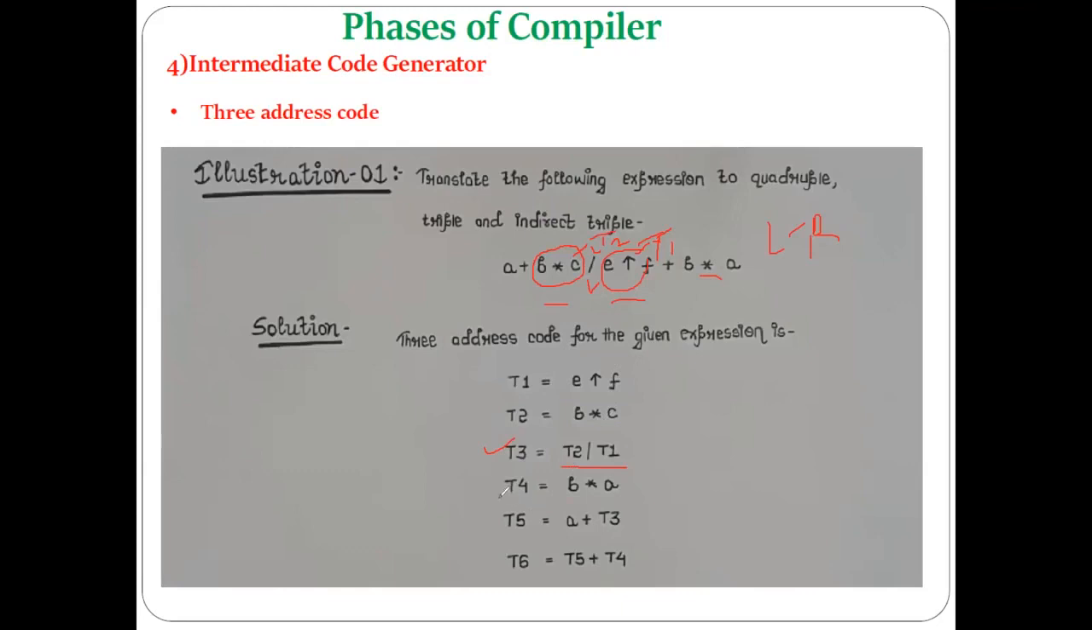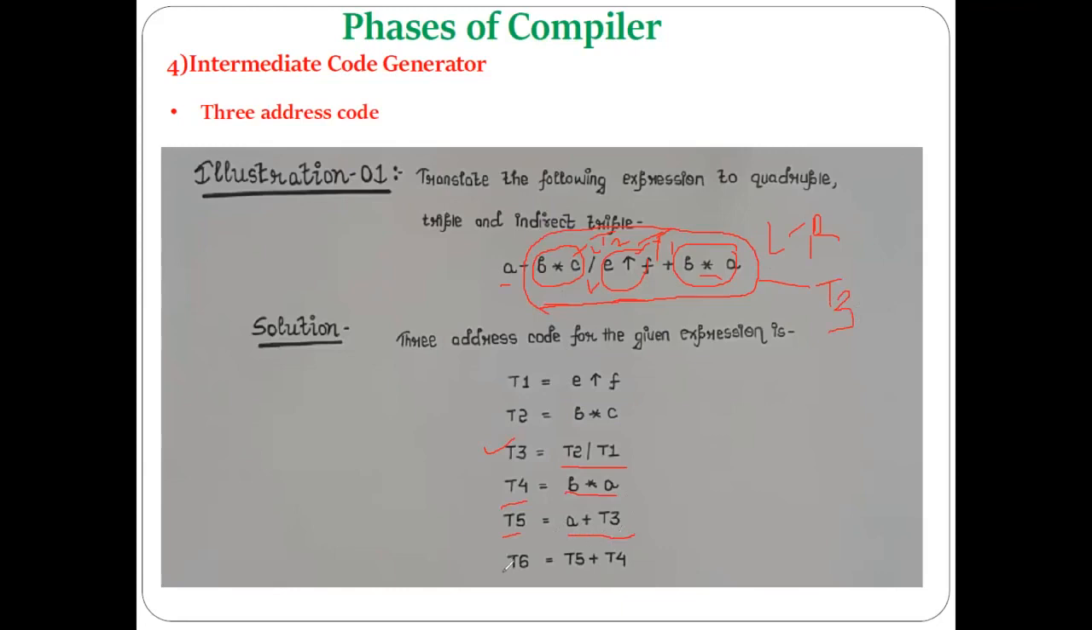Then for the remaining expression, we generate the fourth temporary variable, and then we focus on the remaining sub expression b into a. Then the fifth temporary variable is generated, and the three address code will be generated as a plus t3. Now t3 contains the result of this whole expression, and that is the reason here we write t5 equal to a plus t3.